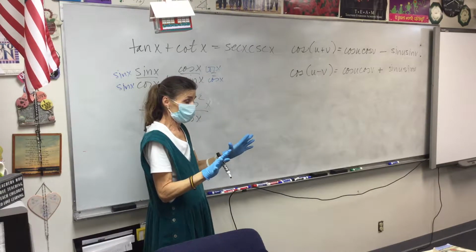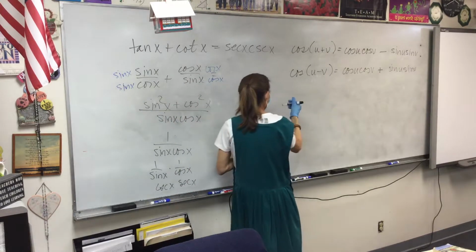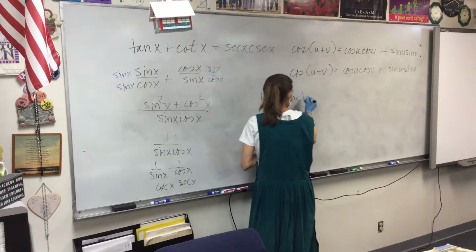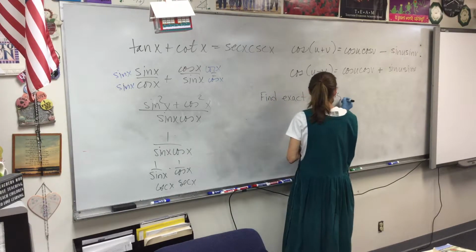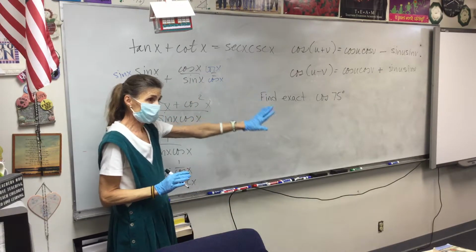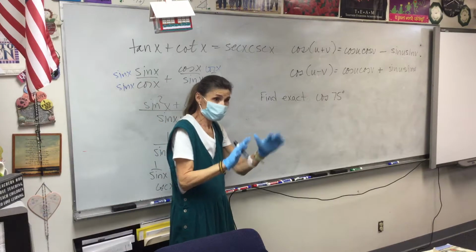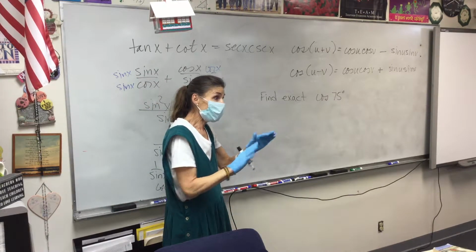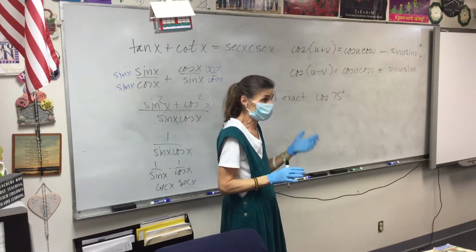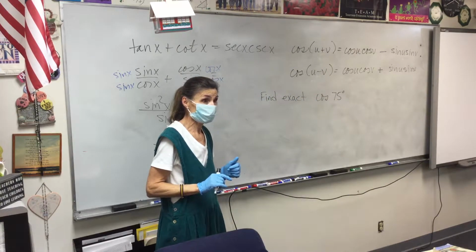Now, how does this work? What kind of problems do we do with this? Well, several. At the beginning, the first problems are things like this. Find the exact cosine of 75 degrees. Now, on your last test, in your last chapter, you learned how to find exact sines and cosines. What angles were you able to find exact sines and cosines and tangents for? 30, 60, 90, 45, 45, 90, right?